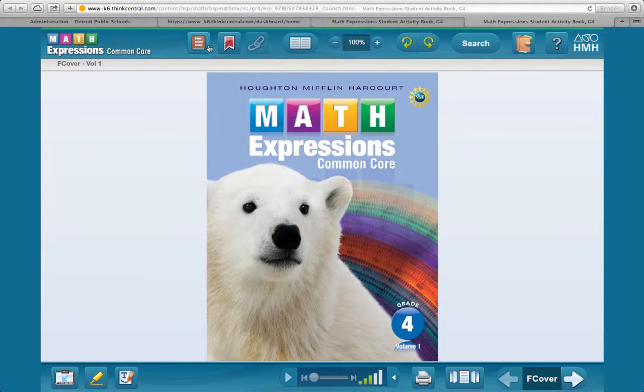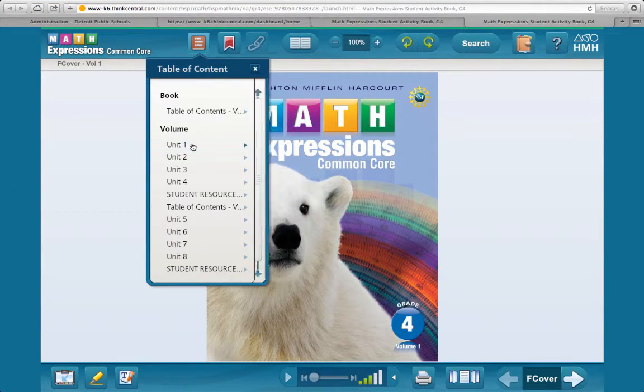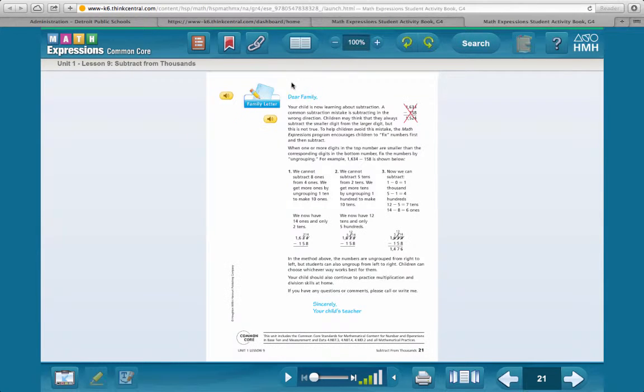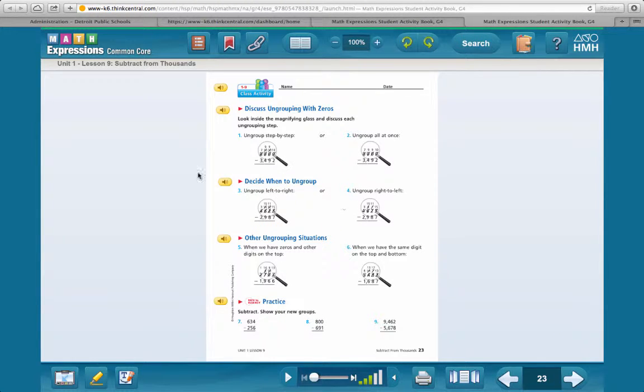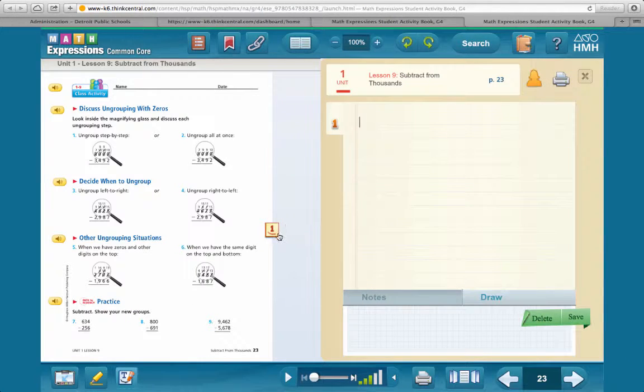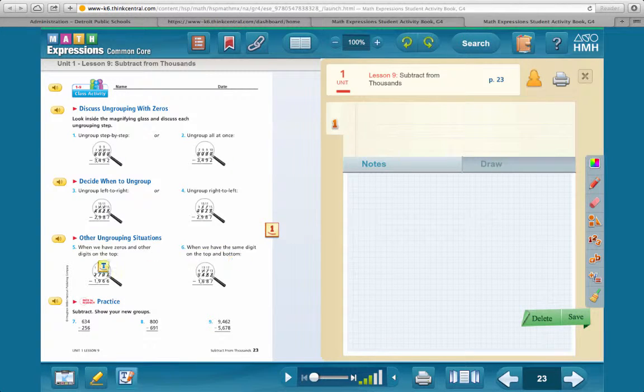Good morning. We're going to be looking at Unit 1, Lesson 9, and we are getting into subtraction. So we are going to look at different ways to subtract across zeros. There are many different ways, but we're just going to show you one way. So we're going to actually skip all the way down to number 7 and look at that.